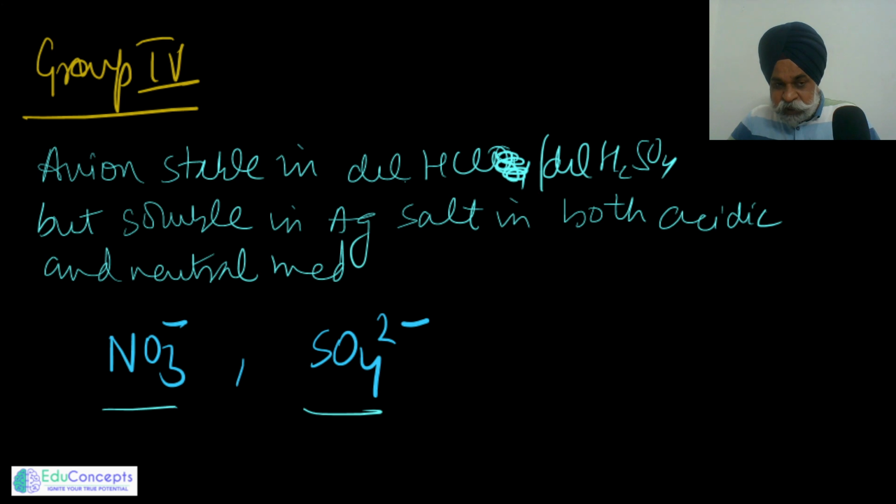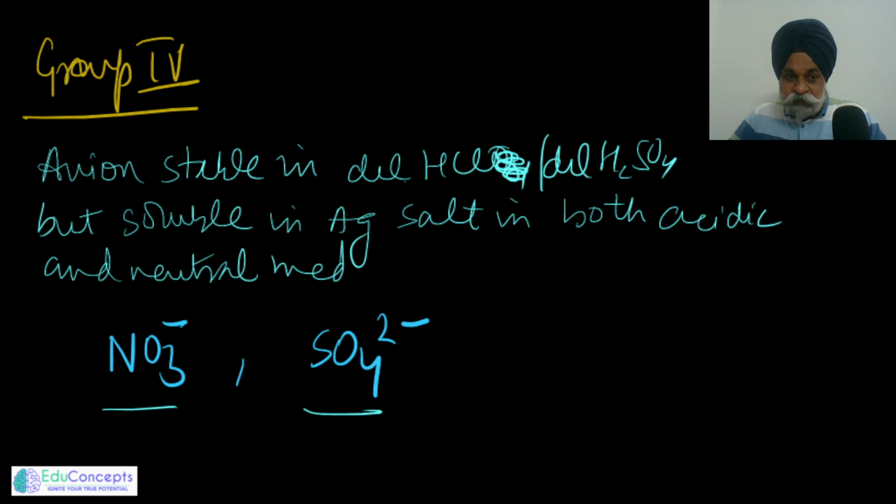So this is one of the ways by which you can do the group division of these anions. What we have done is we added acid, removed the gases because they would make the protonic acid, and then silver nitrate, and then ammonia is added, and this way we generated the four groups. And once you have these four groups separated, you would be doing the individual tests for all of these anions.